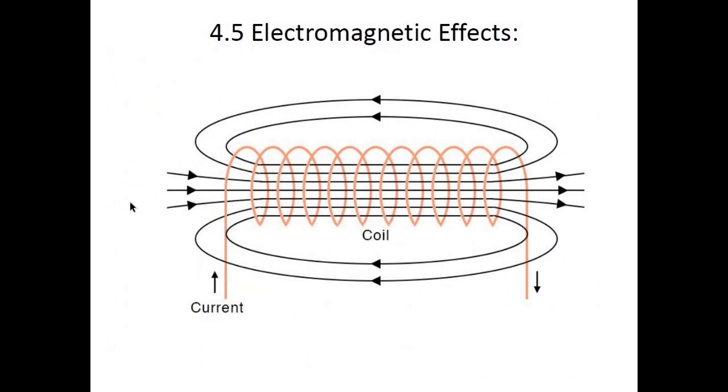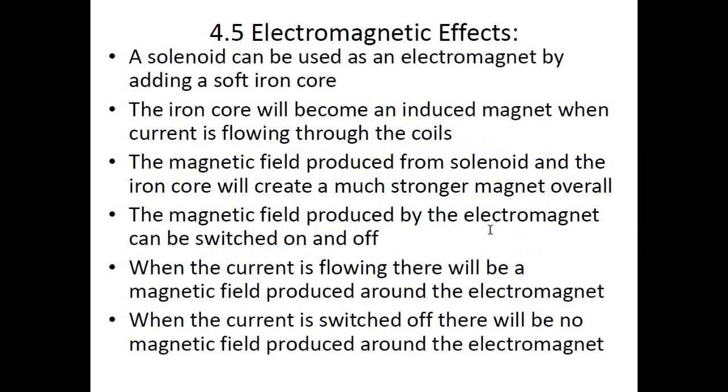And if current is flowing in this direction, in the anti-clockwise direction, then this means it would be south pole. A solenoid can be used as an electromagnet by adding a soft iron core into it. The iron core will become an induced magnet when current is flowing through the coils.